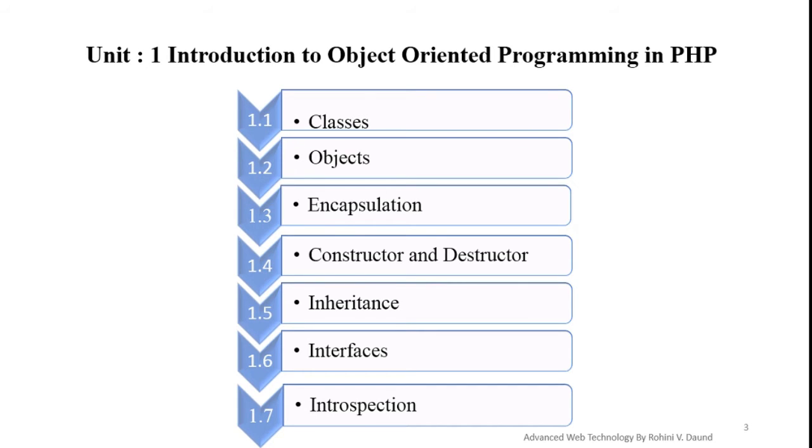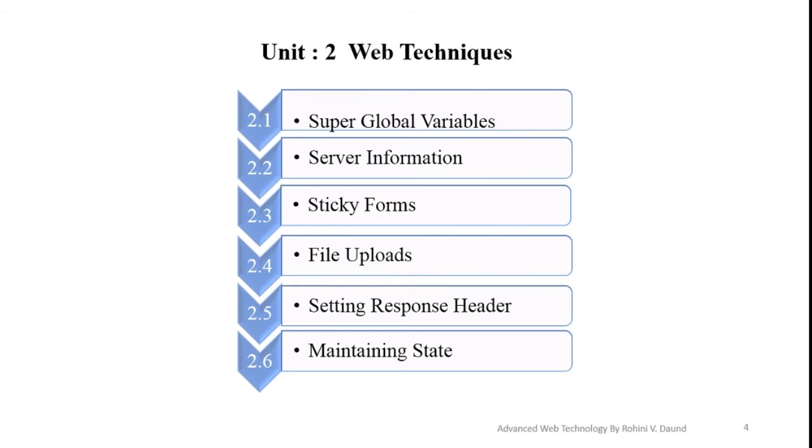Unit second, web techniques. In this chapter, we will learn about creating dynamic pages by using the web techniques. First technique is the super global variable. PHP provides several predefined variables which are called super globals or automatic global variables that are available in all scope throughout a script, such as the get super global, post super global, file super global, etc.